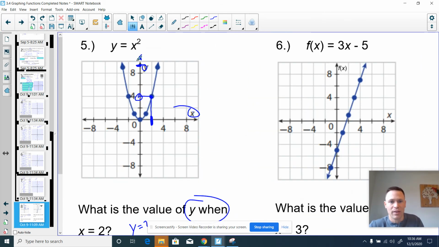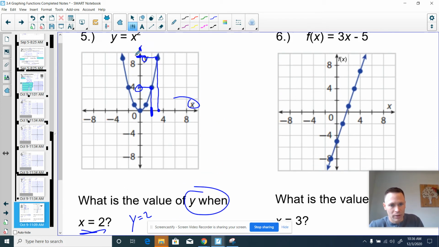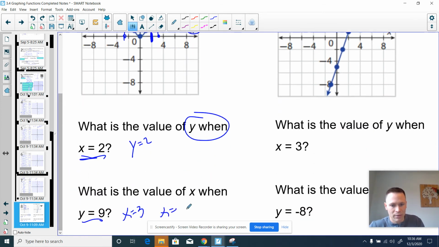But let's look how we can find that on the graph. From the y-axis, I go over to the graph to the right. It's here, and where does that go down to? It goes down to 3. So I'm going to get x is equal to 3. I'm also going to get x equals another value. So I go over to where it hits 9, and I go back down, right? And it hits at negative 3. So both those values. That's how we use the graph.